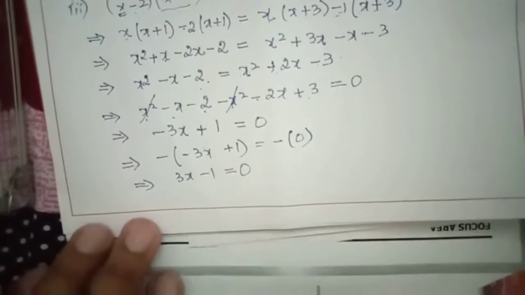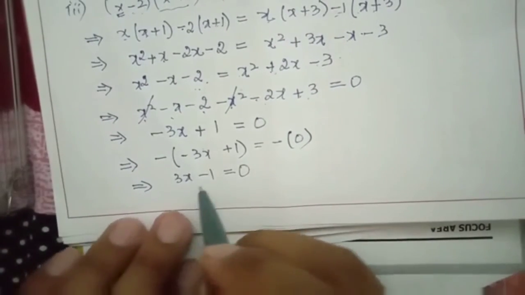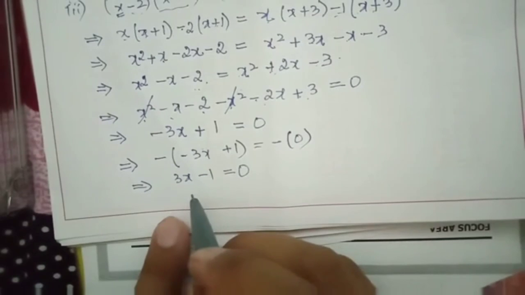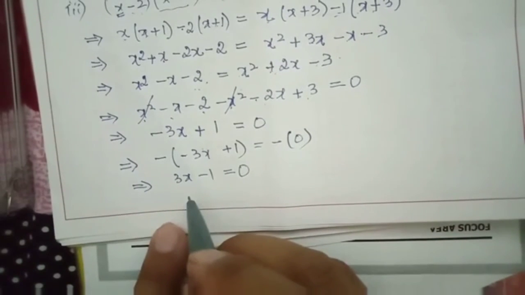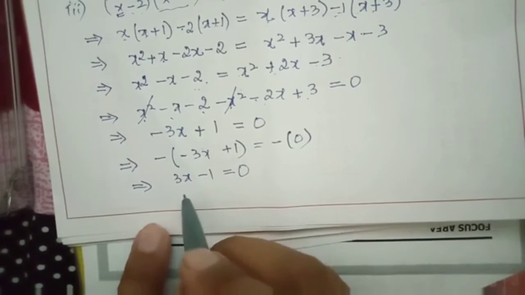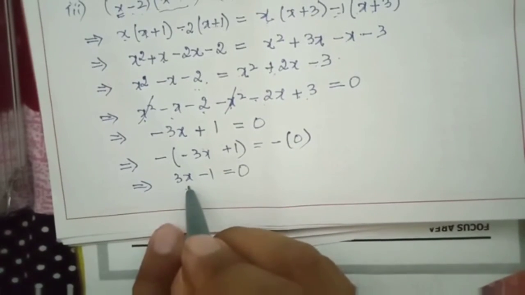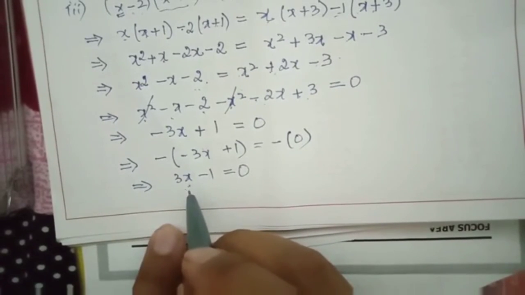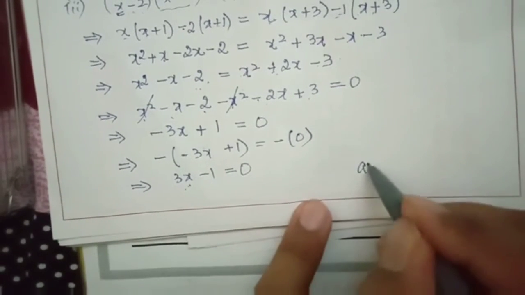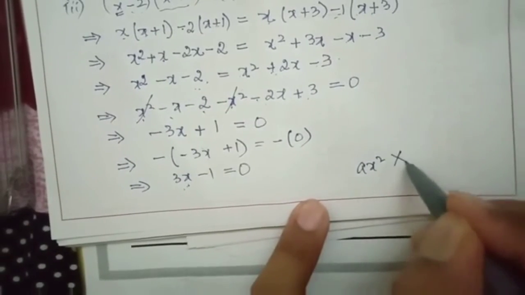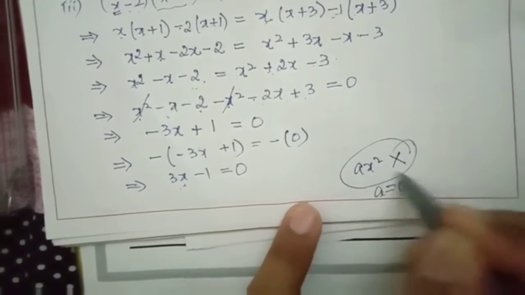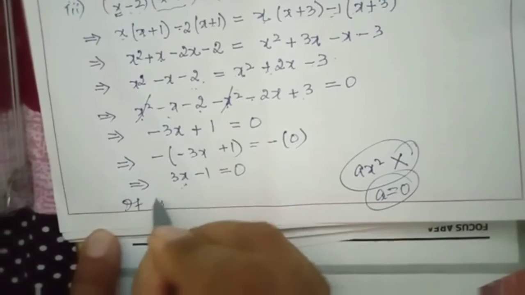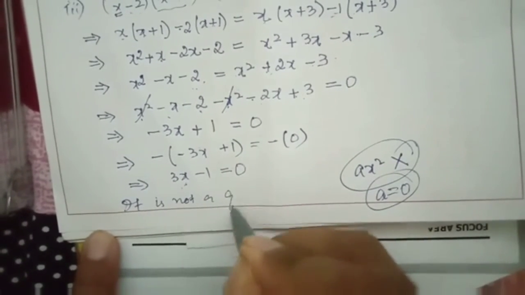Now see here, the term with x square is missing. It means a is here 0. So it's not a quadratic equation. Why is it not a quadratic equation? Because the term containing x square is not present. Here a is equal to 0. So it is not a quadratic equation.